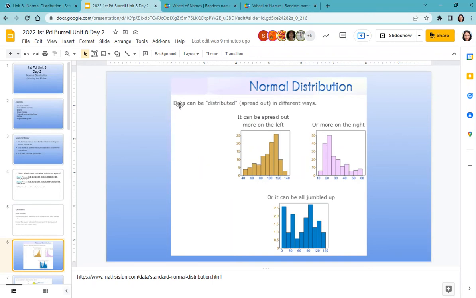So on slide 6, it says data can be distributed or spread out in different ways. You can see that it's more spread out on the left here. You've got a lot of data on the right, and then on the left, the numbers are spread all the way to 40. It could be more spread out on the right. You have a lot of data on the left, but on the right side it spreads out to more numbers. Or it can be all jumbled up and have no pattern at all.